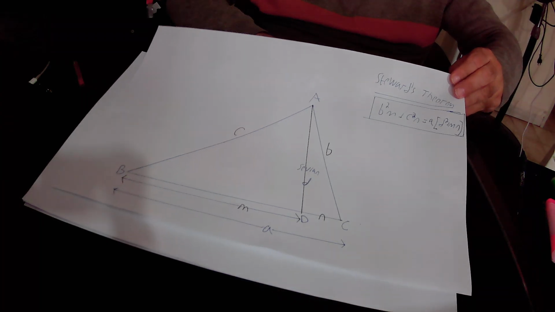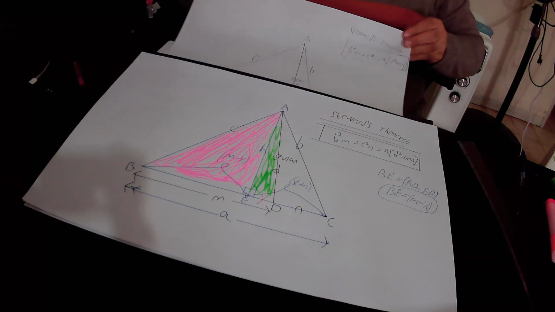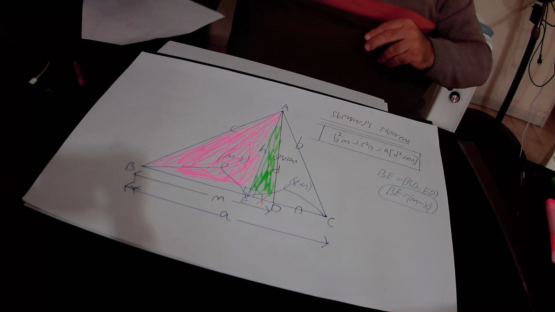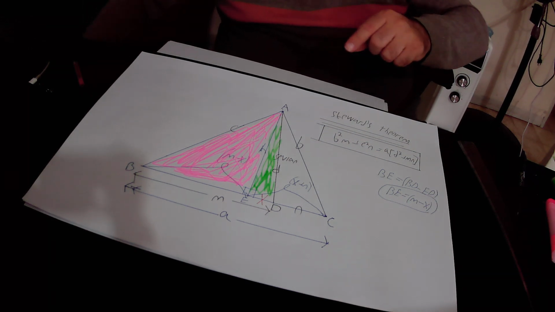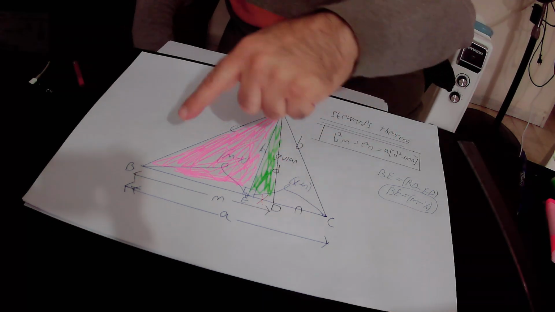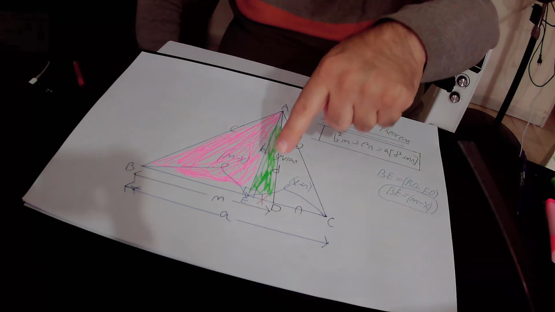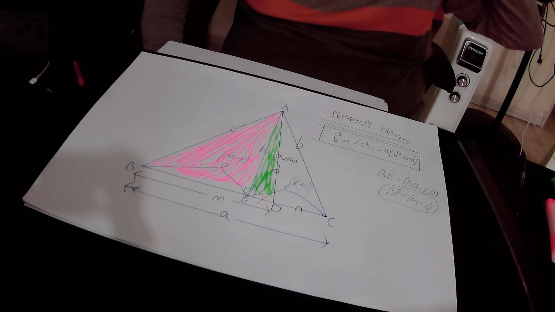In the first method, we did a construction, that is to say from point A we draw a perpendicular on BC. That is to say this angle equals 90 degrees, this angle again equals 90 degrees according to our construction.